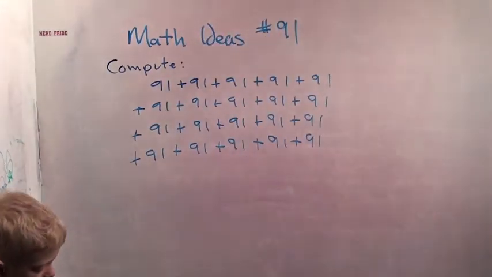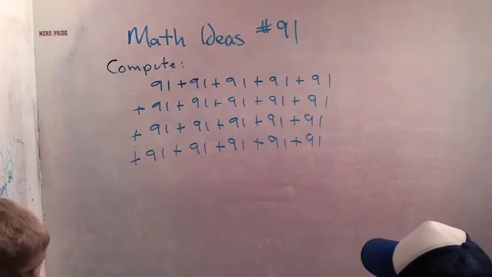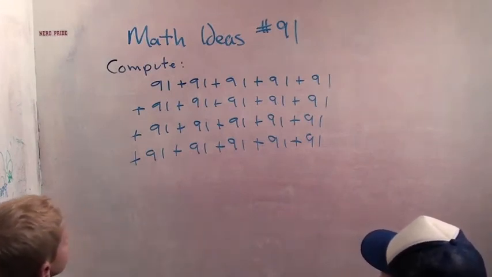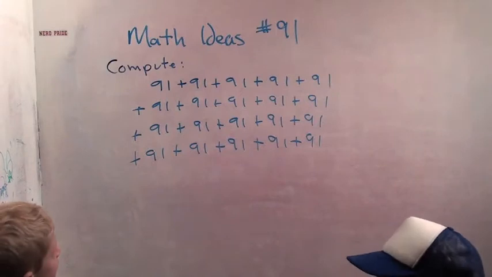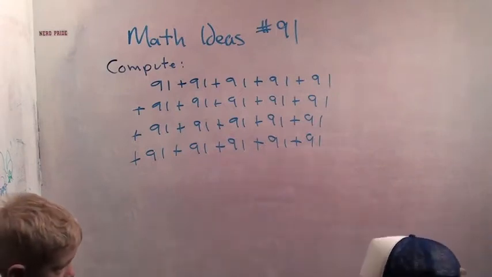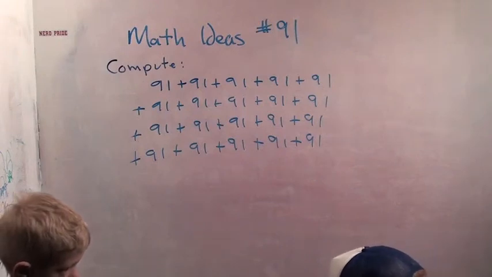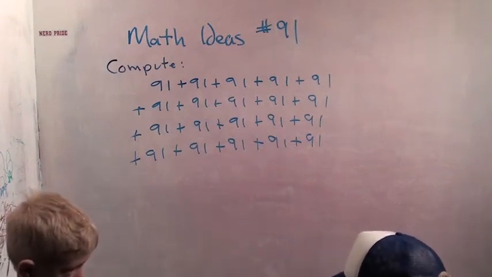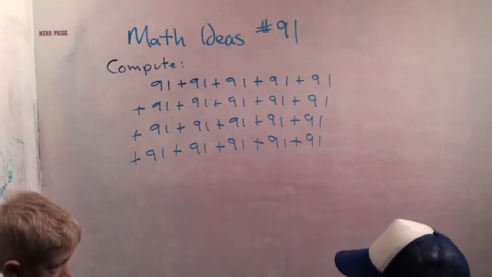Today we have a crazy addition problem. Are you ready for it? Okay, we have to compute 91 plus 91 plus 91 plus 91 plus 91 plus 91. Whoa. Do you think we should just add all those numbers up, or do you think there's something we should notice that would make this a lot easier?